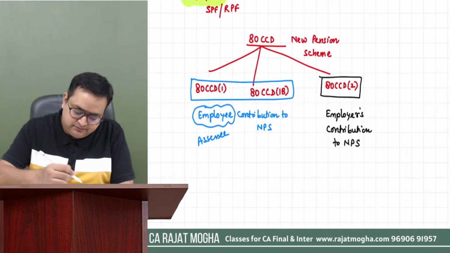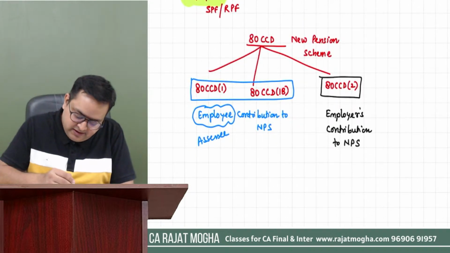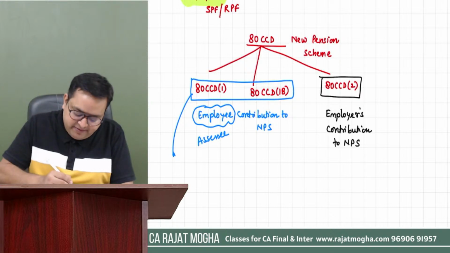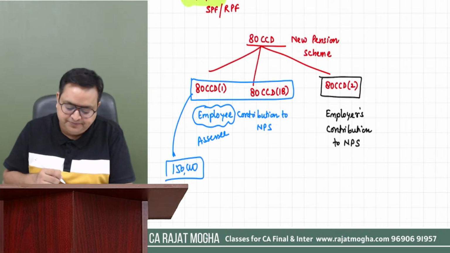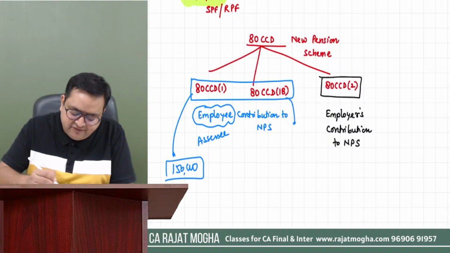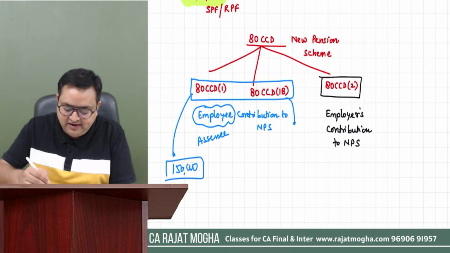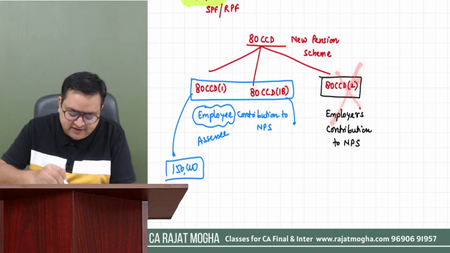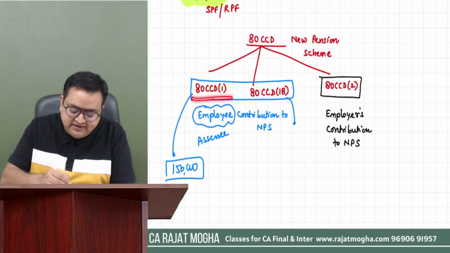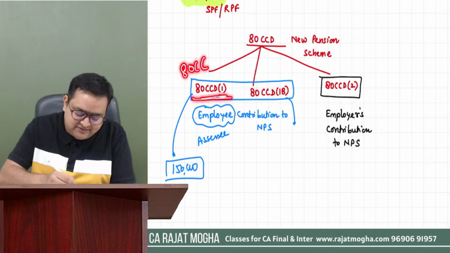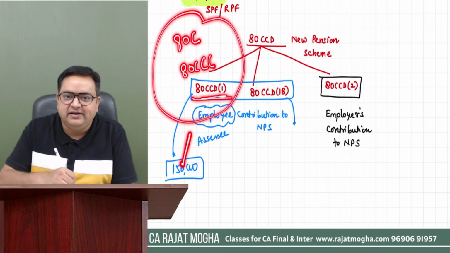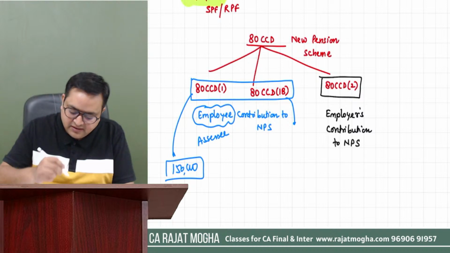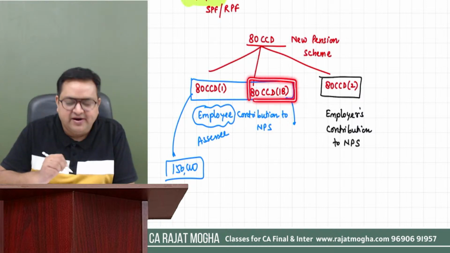Now, here the maximum limit is 1,50,000. In 80CCD1B, this 1,50,000 limit is not applicable. In 80CCD2, the 1,50,000 limit is not applicable. 80CCD1, 80CCC, which we have discussed, and 80C, these are covered under the 1,50,000 limit. Got it? Now, what is 80CCD1B?